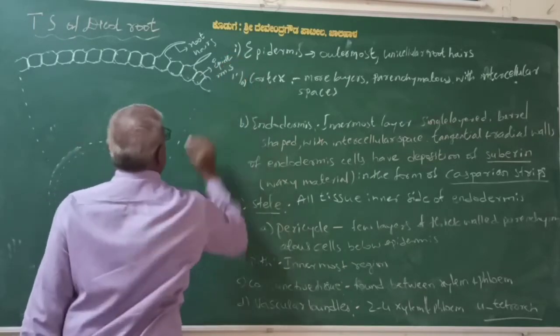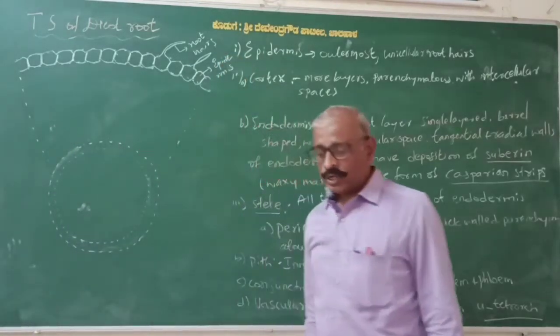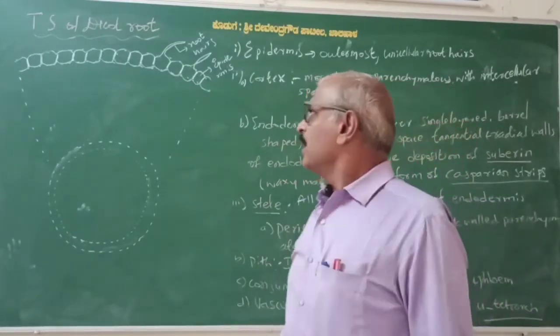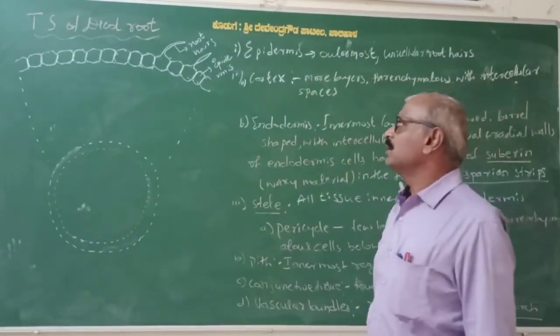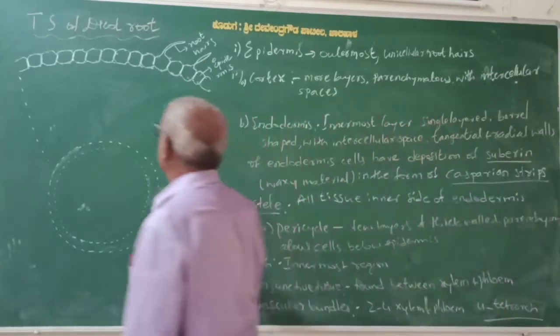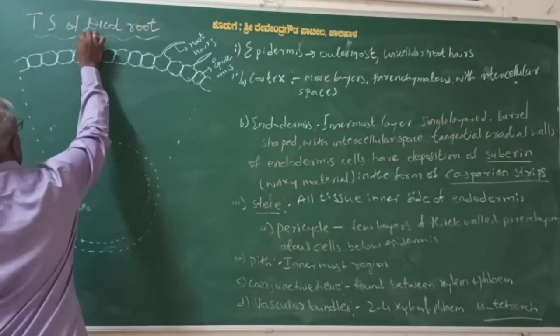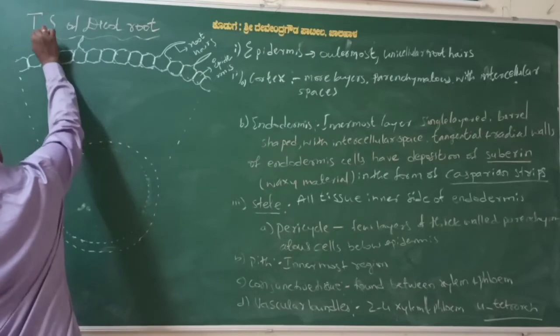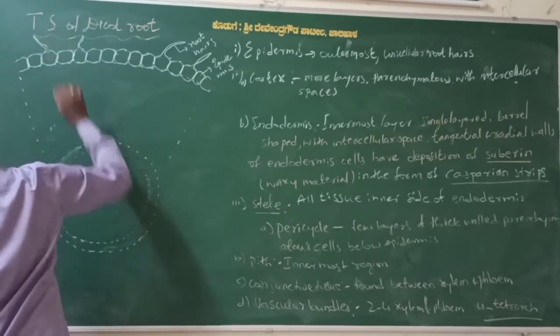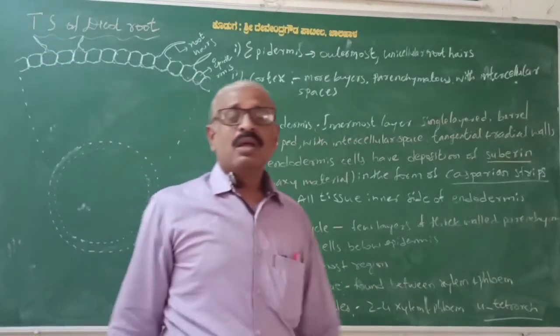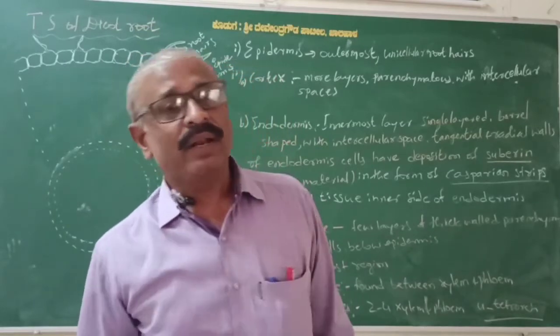The function of this epidermis is just the protection of the inner tissues. So that's the epidermis. There is a presence of unicellular root hairs, and these root hairs are helpful for the absorption of water and minerals.